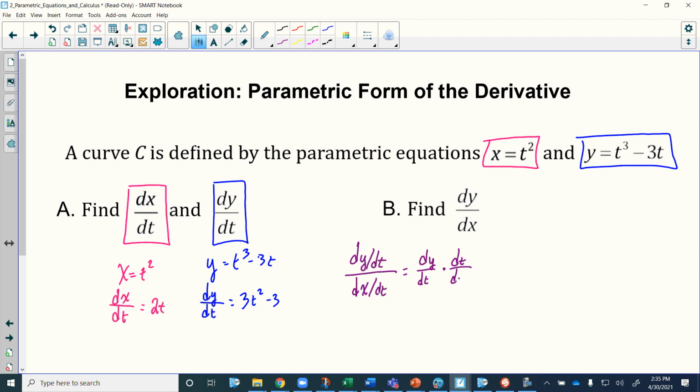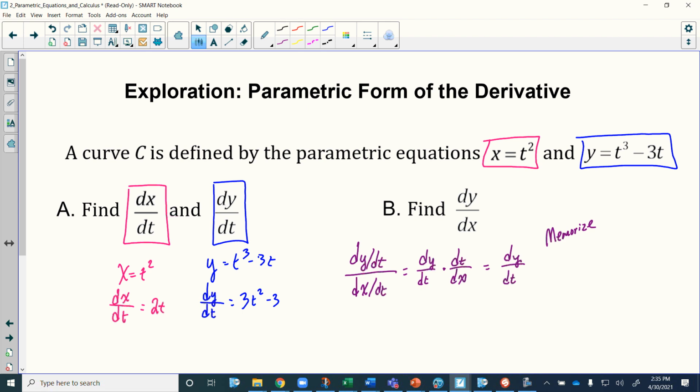dt over dx. And you can see that the dt in the top and the bottom are just going to simplify to be 1, which is where we get dy/dt over dx/dt. So this is a method that you need to make sure that you remember. Okay, memorize this method. But in the long run, it's literally going to just be dy/dt over dx/dt.